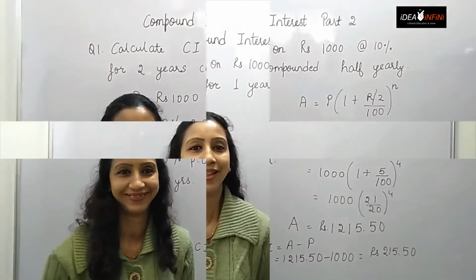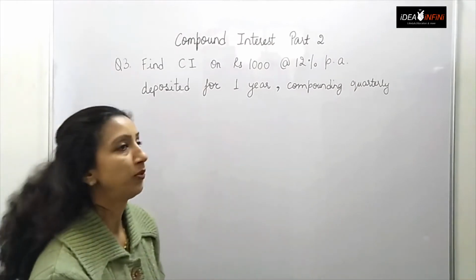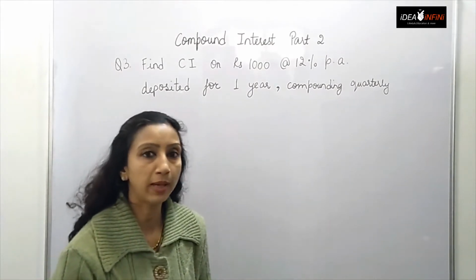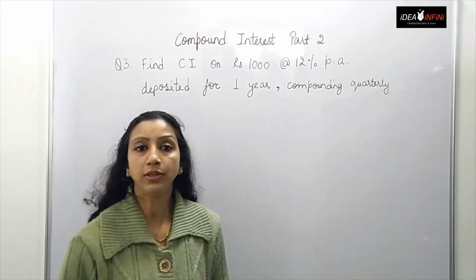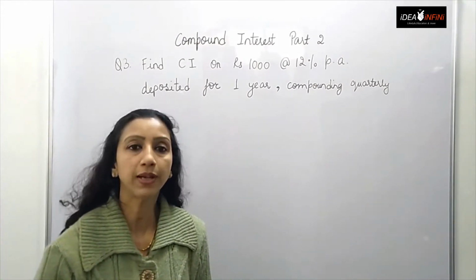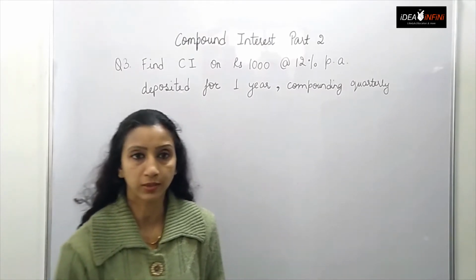So give it a try. Now this is a good variation of that problem. Find CI on rupees 1000 at the rate of 12% per annum deposited for a year, but the compounding is now quarterly. First we have to understand the difference. What is quarterly, what is biannually or 6 monthly.